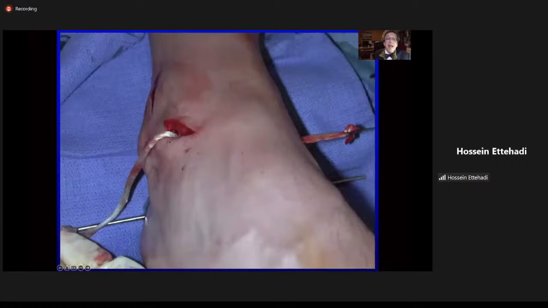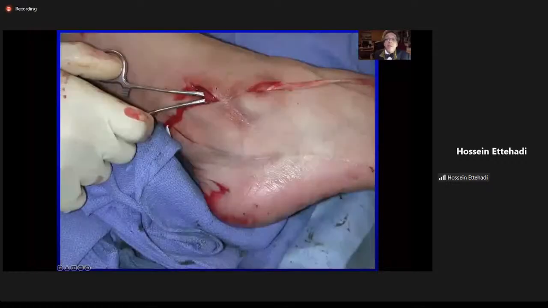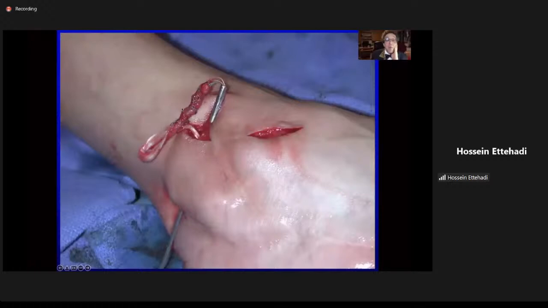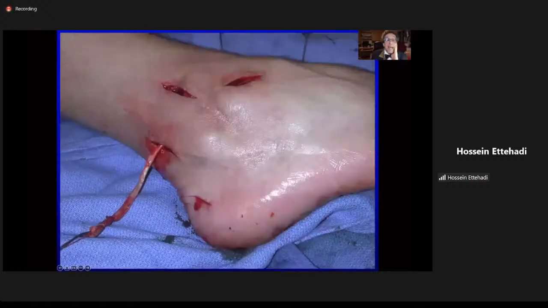As you can see here, this is medial, this is lateral, and I'm tunneling it under all these previous scars, as you can see this patient has. I'm reaching with my hemostat. I'm pulling that out the anterior aspect of the fibula. And now I have the drill hole there that was made. I'm pulling that through from front to back.